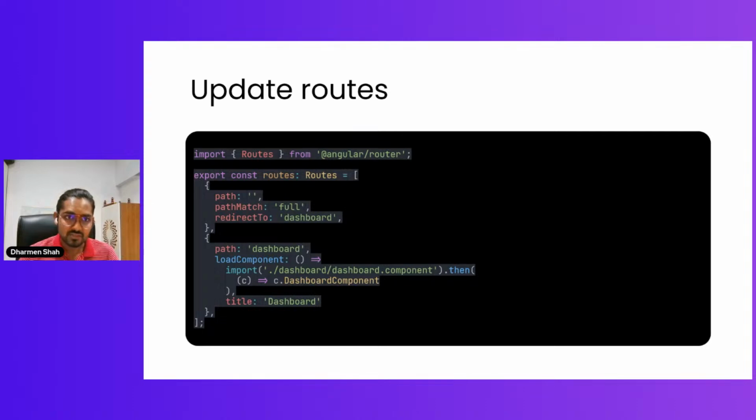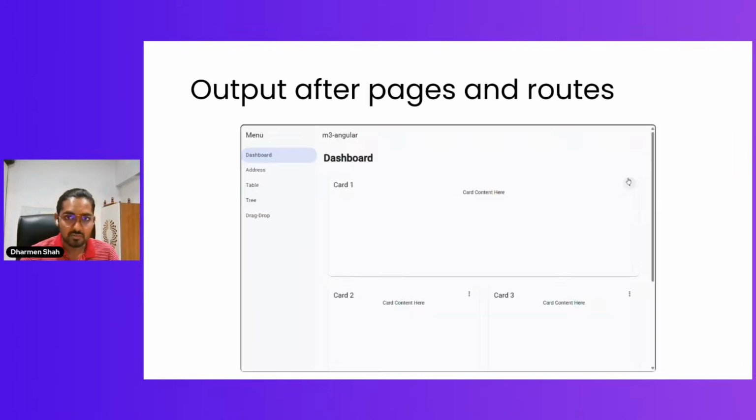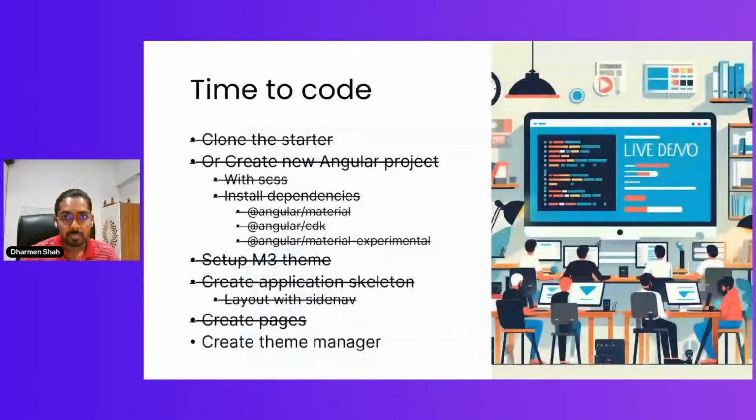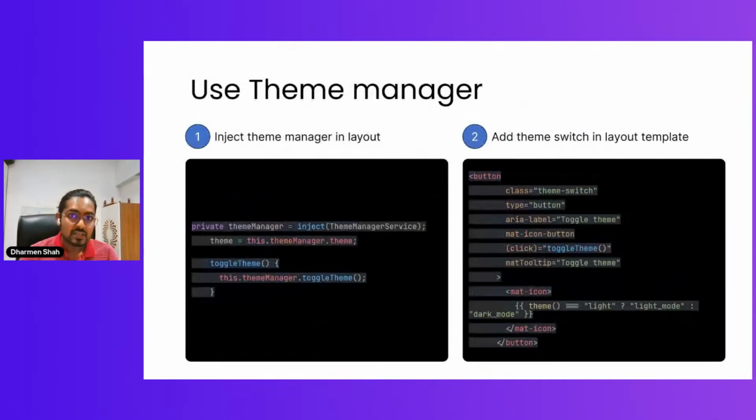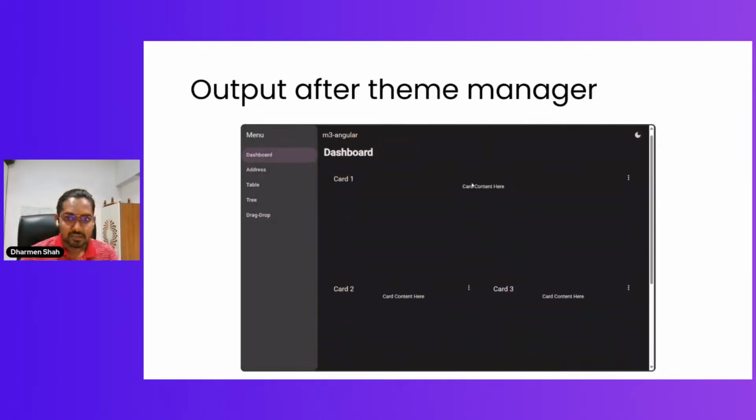Then we created pages, right? Then we updated routes, and we also used those routes in the layout, right? And after using routes, we saw this kind of output, right? And lastly, we created a theme manager service. So after applying the theme manager service, it looked like this.